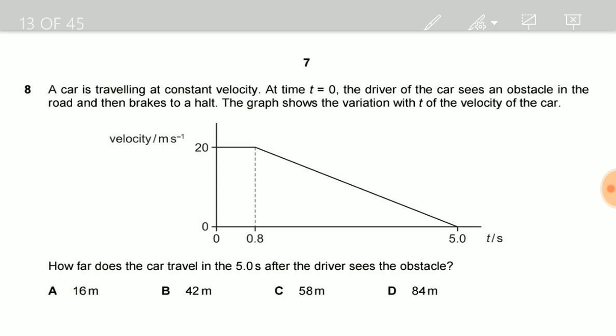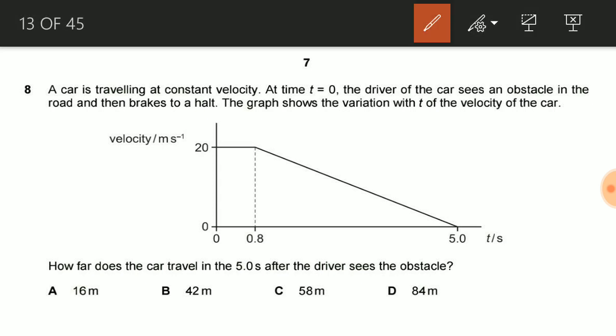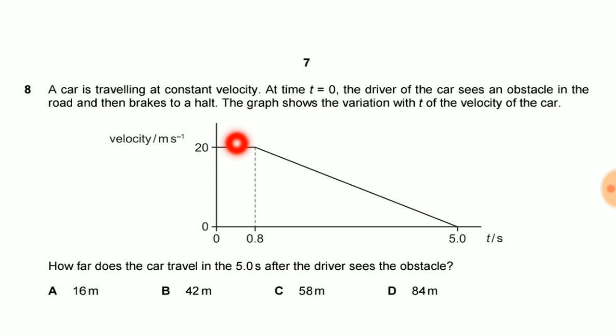Now let us see question number 8. In this question, a car is traveling at a constant velocity at time t equal to 0, and when the driver sees an obstacle, he applies the brake until the car stops. Now we need to find the distance traveled.